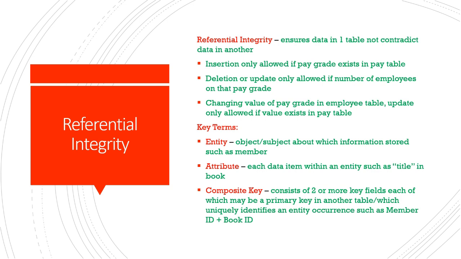And then you have a composite key, and this consists of two or more key fields, each of which may be a primary key in another table, which will uniquely identify an entity occurrence, such as a member ID plus a book ID. And this is essentially just where one table has two primary keys in it. So therefore, it's one table with two foreign keys. A composite key is just essentially two foreign keys in the table. That's essentially what it is.